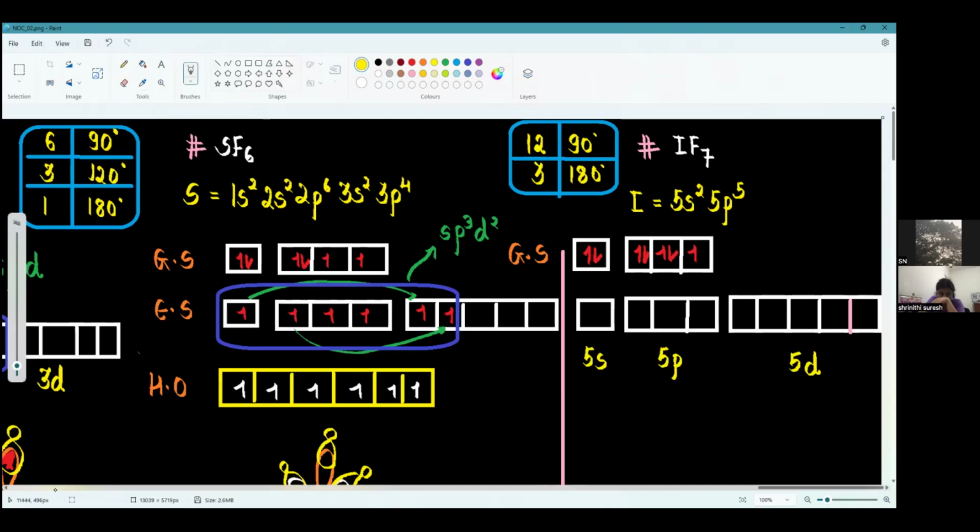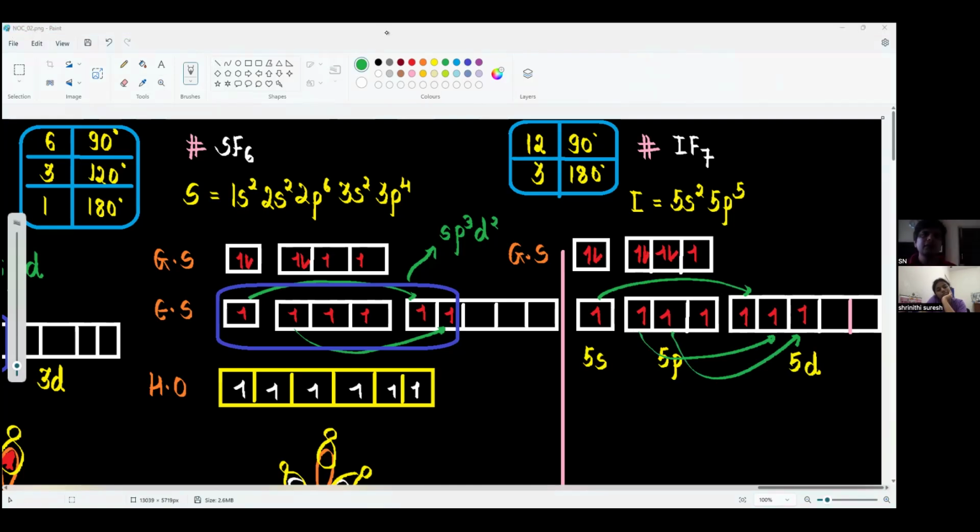So which electrons are going to jump now? Check. 1, 2, 3, 4, 5, 6, and 7. So these are the electrons that are going to jump. From 5s, one electron went over here. From 5p, one electron went over here. And from another orbital of 5p, one electron went over here.